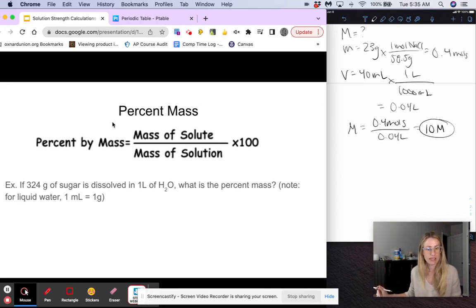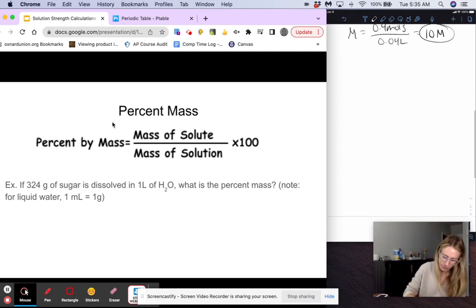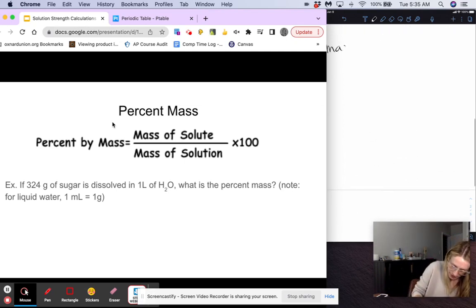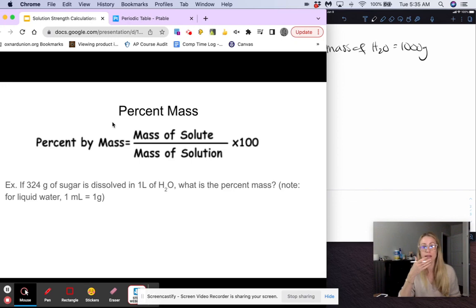So what this tells us is that if I have 1 liter of water, that is 1,000 milliliters of water, which then is 1,000 grams. So my mass of water is 1,000 grams in this case. And then I know that I have 324 grams of sugar. So 324 grams of sugar.